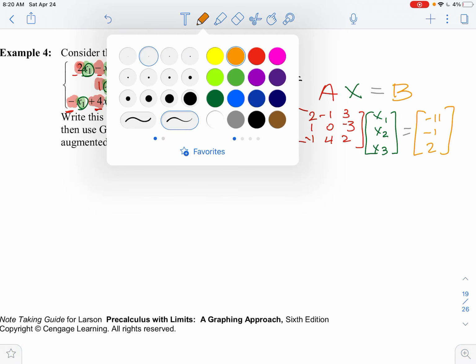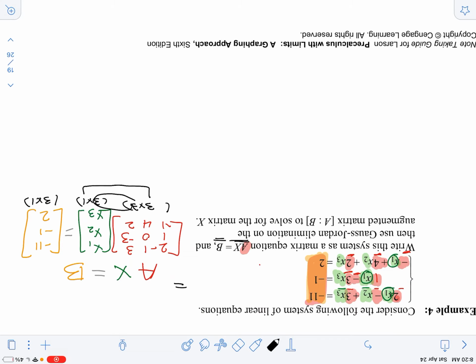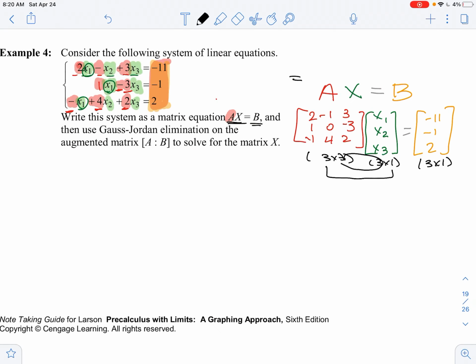And we can verify that it is the right size, because if this is a 3 by 3 matrix and this is a 3 by 1 matrix, these will match. So this is the dimensions of the final matrix, which is 3 by 1, which is correct. Okay. Now that I've written the matrix, it says use the elimination on the augmented matrix to solve for X.